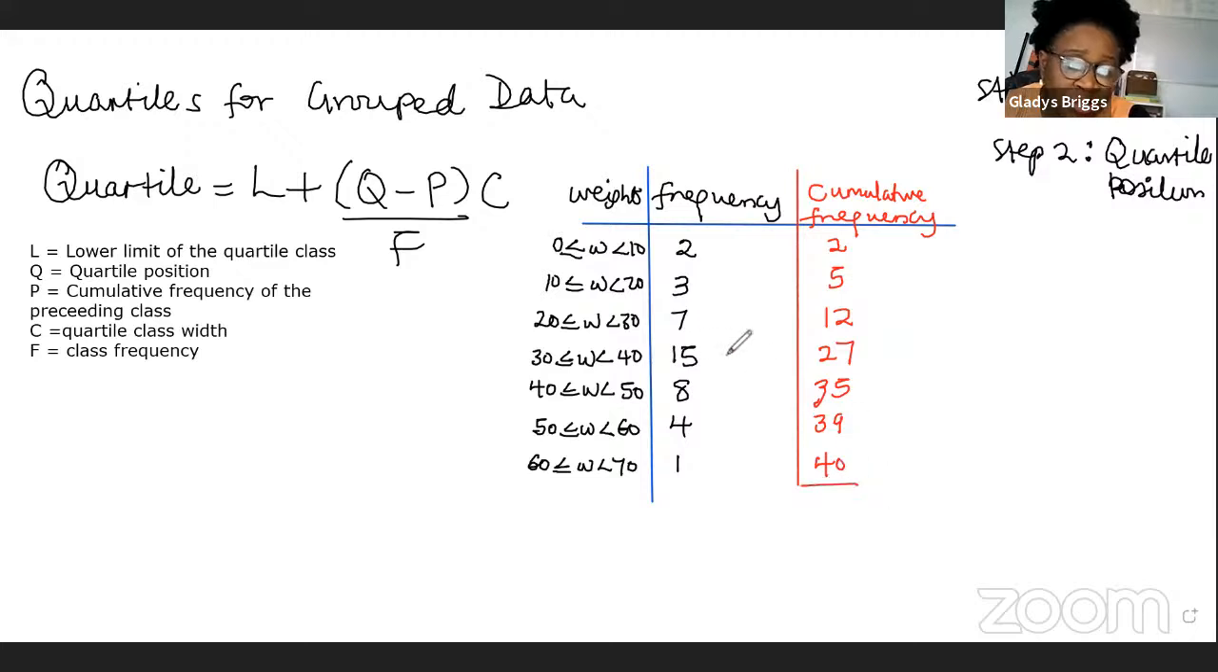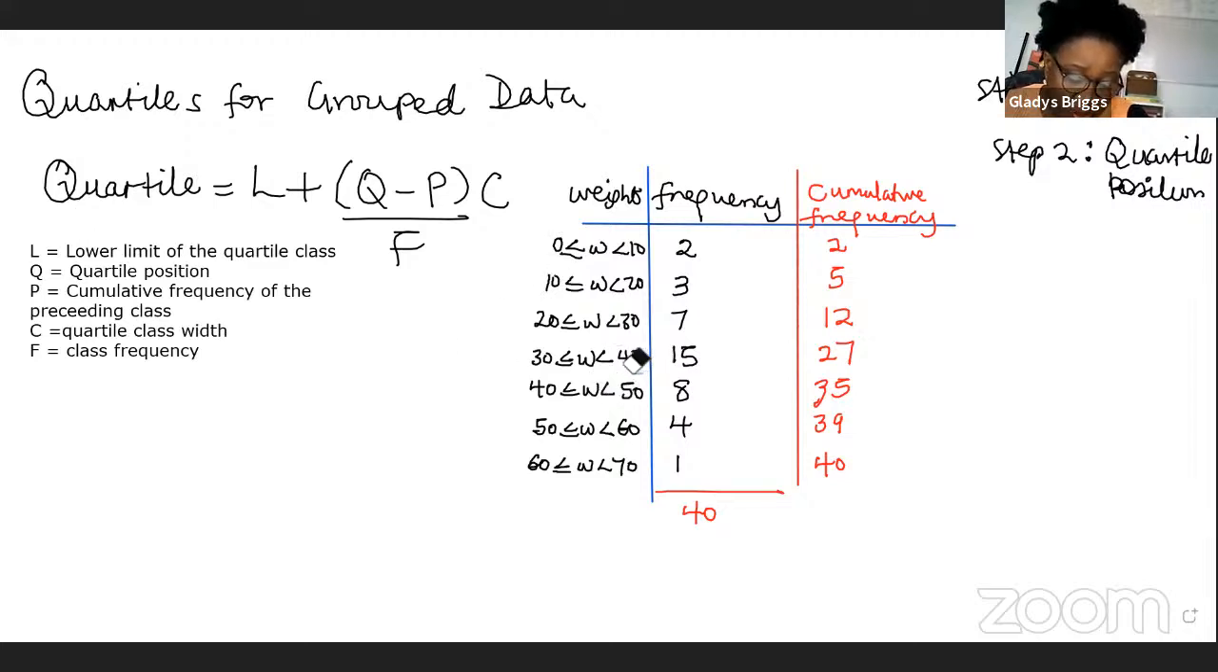How you know you've done it correctly is if you come down here and add it all up. If it makes 40 here, then you know that you've done it correctly. So that's the first step of working out the cumulative frequency. And the next step is finding the quartile positions.